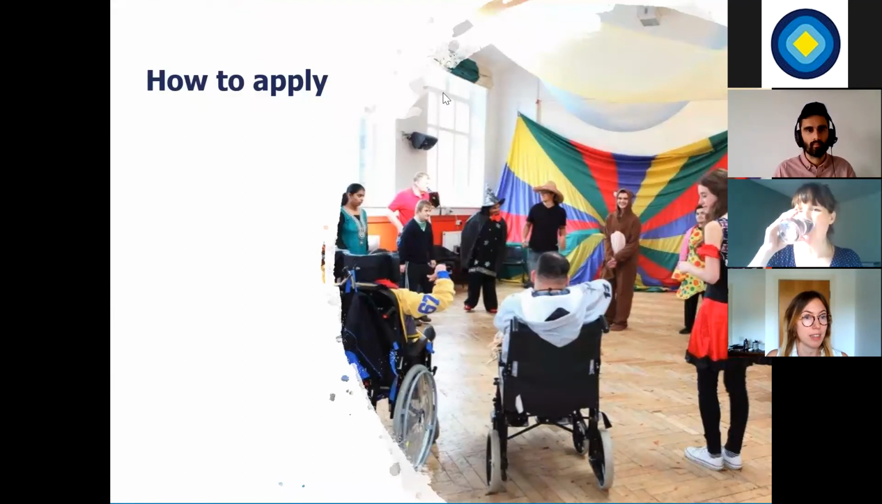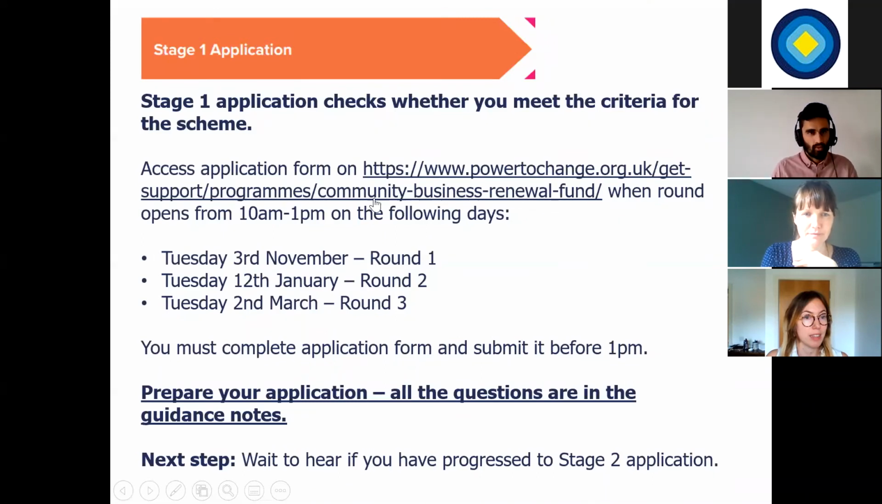Great, thanks, Lucy. So I'll be running through a bit more about how you can apply to this fund. If you could move on to the next slide, please, Lucy. Stage one of this application will basically check whether you meet the criteria for this scheme. You'll be able to access the application form directly via this link. And when rounds open, you'll have 3 hours to complete your application. We need to limit the amount of time the applications are open because, as I'm sure you can imagine, we will be getting a lot of applications through.